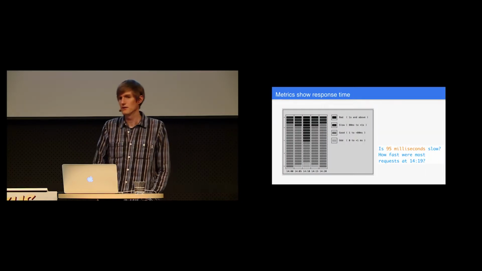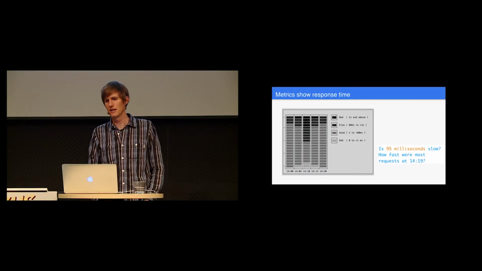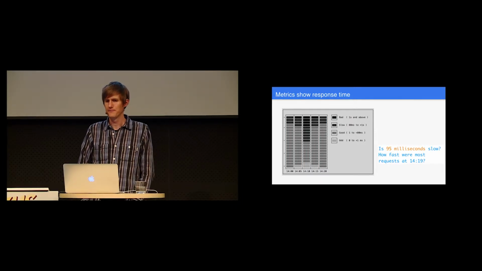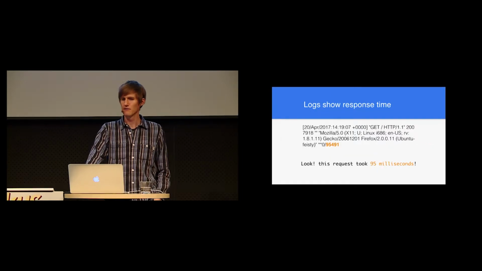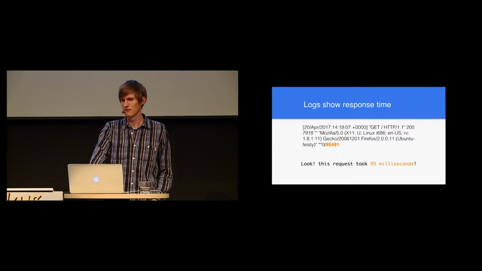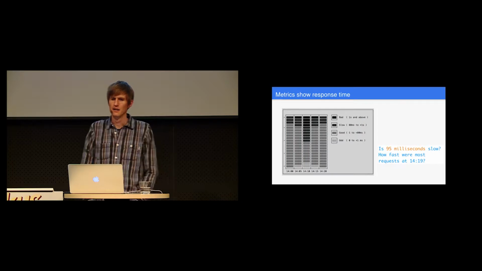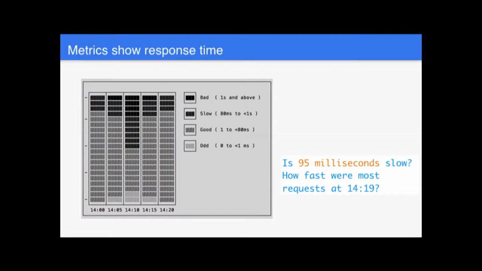Metrics can also show us response time, but it's more about a population and how your system is doing. So for example, whereas a log is talking about a single request and a single entry, and of course you have analysis tools to roll up classes of things, this is really where metrics shine. They can not only tell you whether or not 95 milliseconds was slow, but also whether it was slow in comparison with the rest of the system or other topics of interest.